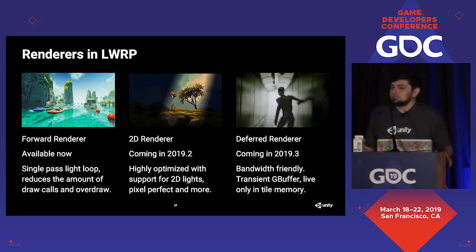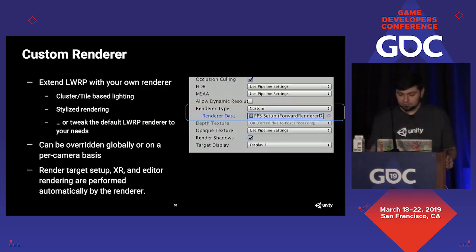As for renderers in Lightweight, we make available now one forward renderer. That's a fallback renderer. It works everywhere. It does the single light loop shading that reduces the draw calls and overdraw, like we talked about before. In 19.2, we are delivering a 2D renderer, and this 2D renderer is going to support shape lights and pixel perfect and some other cool features. In 19.3, we are working on a third renderer that is going to be mobile friendly in terms of bandwidth cost, so it should be good to use on mobile.